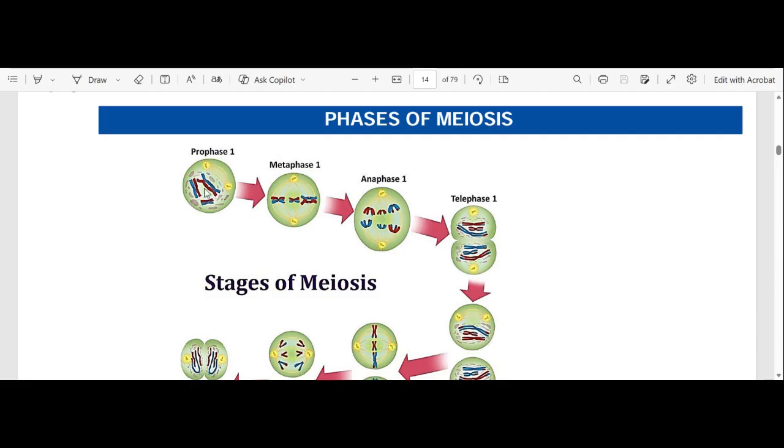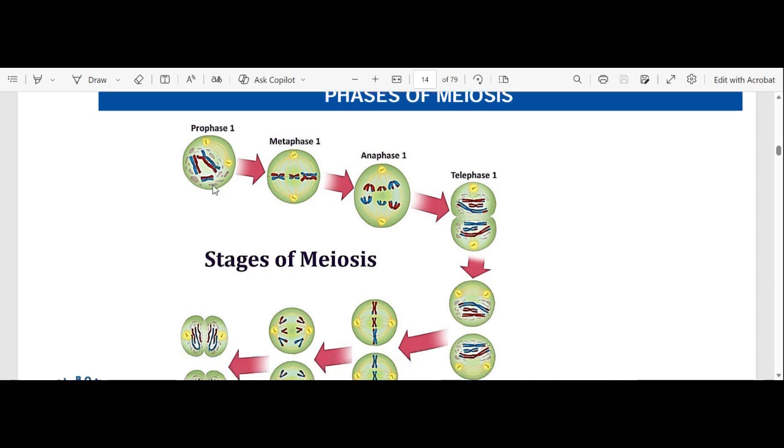Okay, let's start with prophase one. What happens during prophase one? We have the process of crossing over. Your homologous chromosomes, or bivalents, start to cross over and exchange genetic material, and your nuclear membrane, the membrane surrounding the nucleus, starts to disappear.